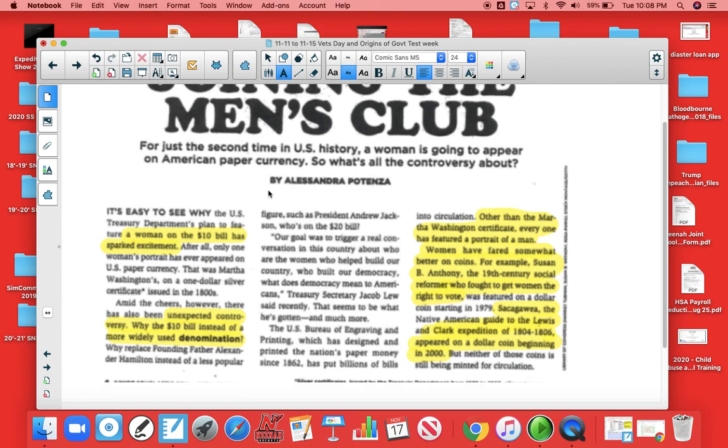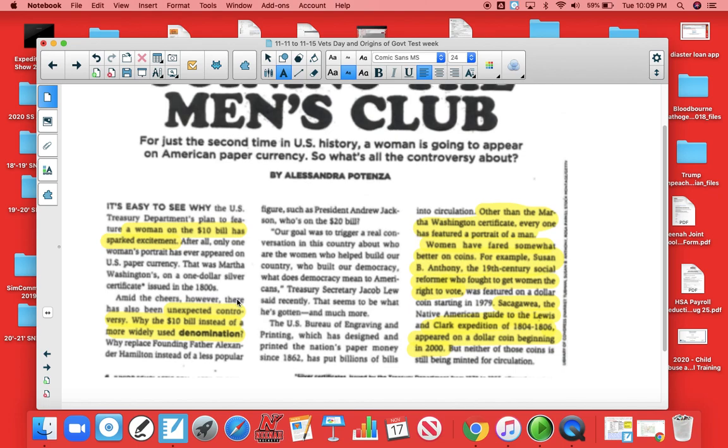It is easy to see why the U.S. Treasury Department plans to feature a woman on the $10 bill has sparked excitement. After all, only one woman's portrait has ever appeared on the U.S. paper currency. That was Martha Washington's on $1 silver currency certificate issued in the late 1800s.